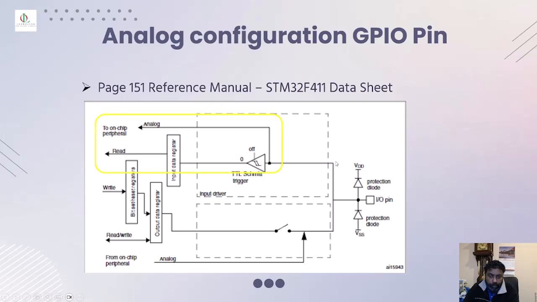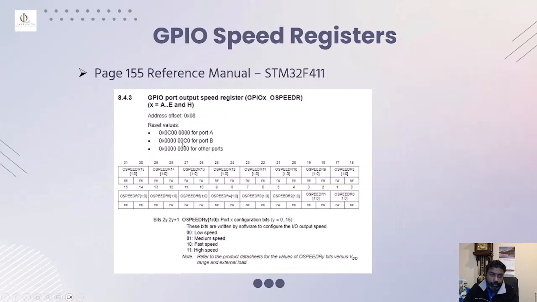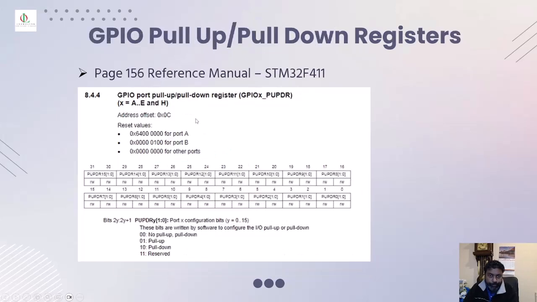So the input gets in and it is read before it hits the Schmitt trigger. For the output type, there are 2 types, as you know, push-pull and open drain. If it is 0, it is push-pull. If it is 1, then it is open drain. And its offset value is 0x04. And the output speed register has 4 different speeds, and its address offset is 0x08.